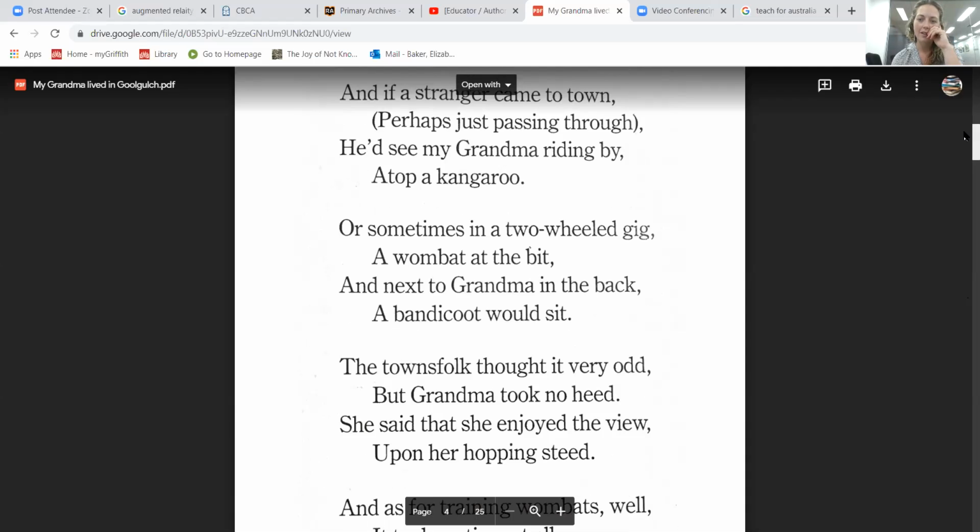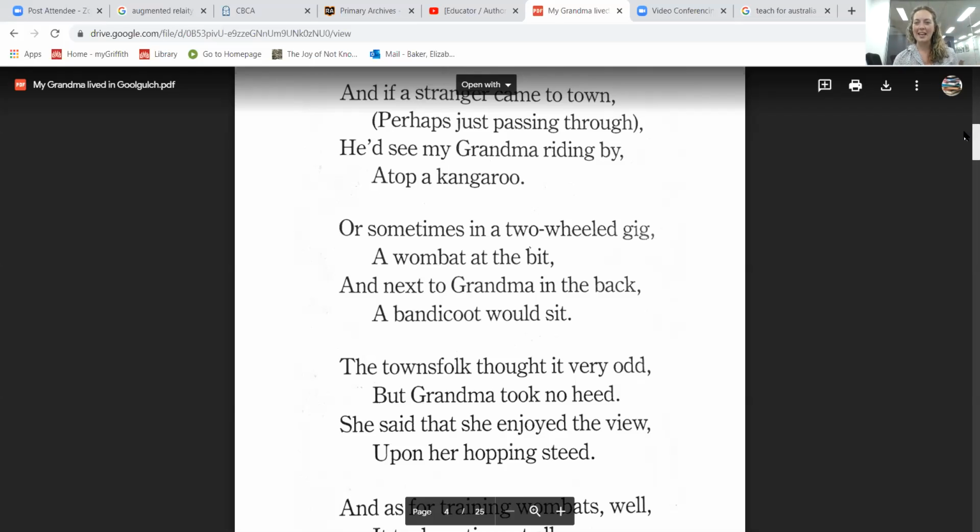So there's a lot. Yeah, there's a lot in here. A lot of colloquialisms, kind of slang. Upon her hopping steed. If you don't know that a kangaroo hops, if you don't know what a kangaroo does, then how are you going to understand that that's talking about her riding? Or if you don't know that a steed refers to a horse, then you're not going to know that that refers to her riding a kangaroo as if it's a horse.